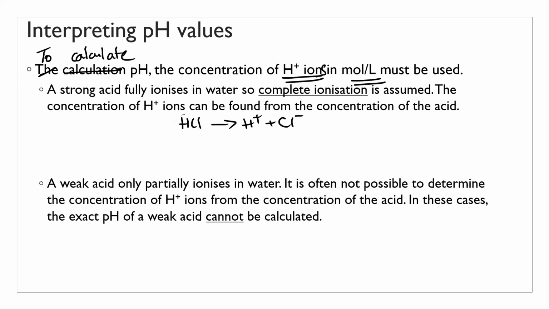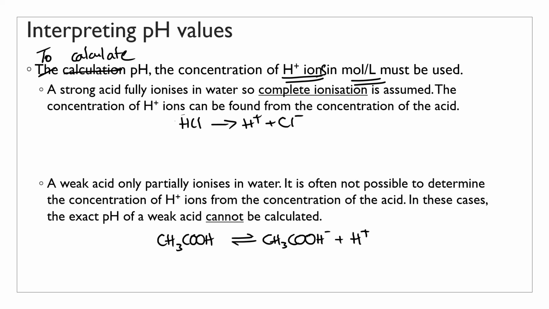The issue is when you have a weak acid, and I haven't actually given you any weak acid in the three examples just before, but a weak acid only partially ionizes in water. So in a weak acid, it is often not possible to determine the concentration of hydrogen ions from the concentration of the acid. A weak acid that we have looked at before is ethanoic acid, which is vinegar. And remember that because it partially ionizes, it can be written like this.